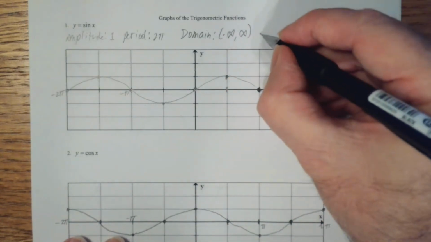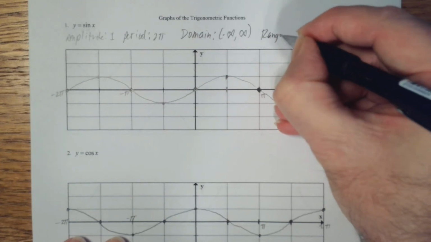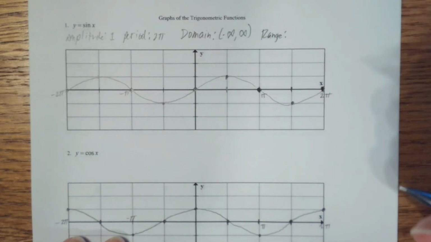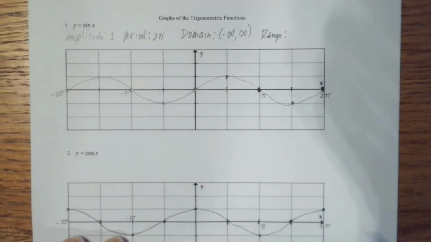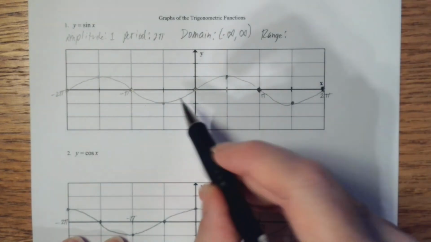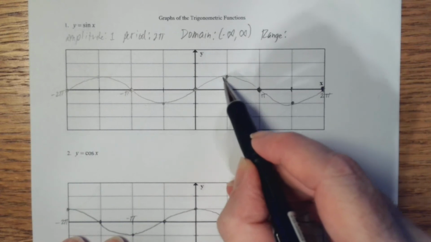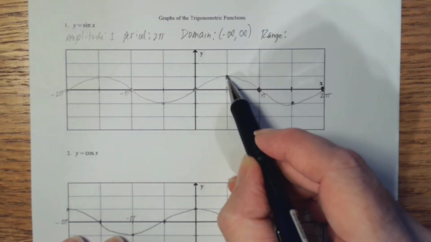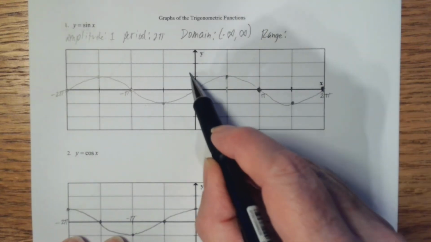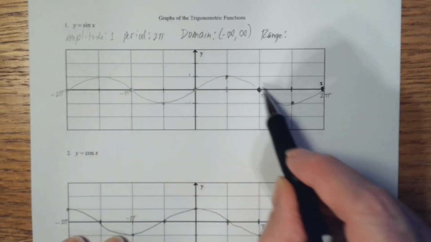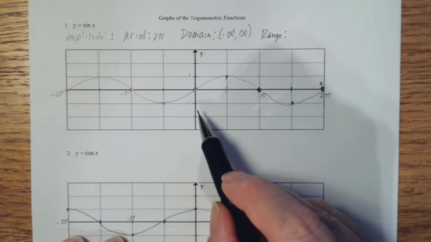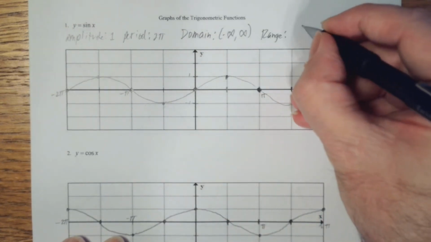Then our range, now we're focused on the y values of this graph. Well, notice at the lowest point, the y value is -1. With range, you always want to go from the lowest point on the graph to the highest. And then the highest point on the graph is at y equals 1. So notice this is 1, and this is -1. So if you look at all the points on this graph, the y values go between -1 and 1. That's our range.